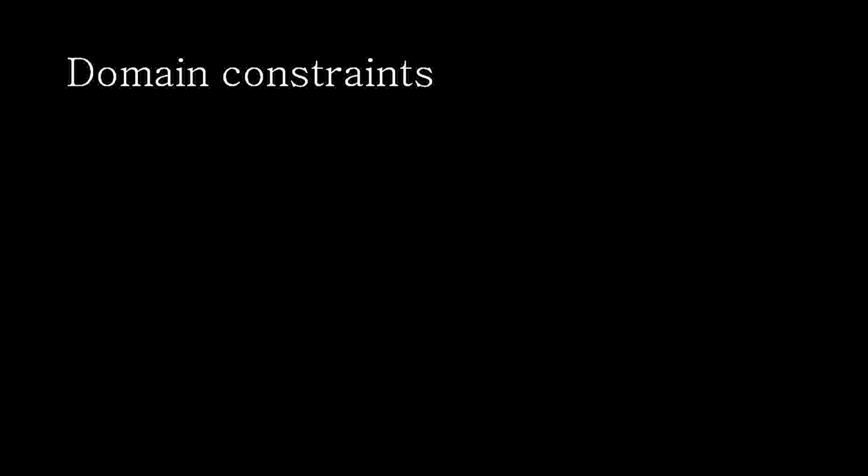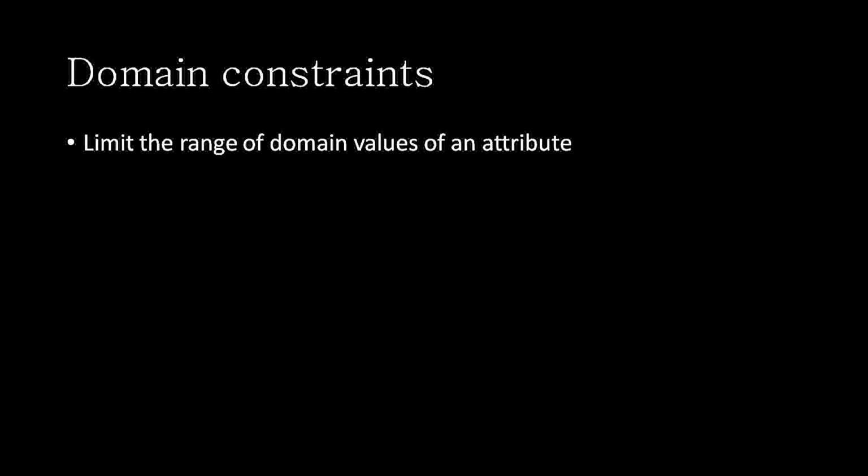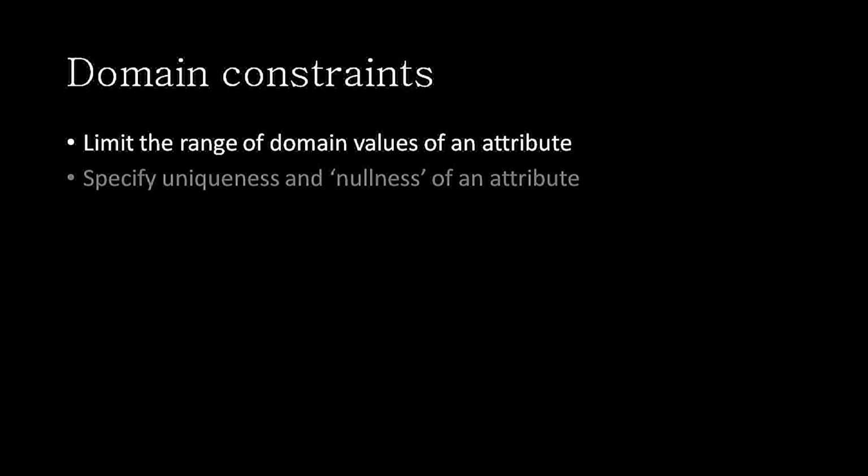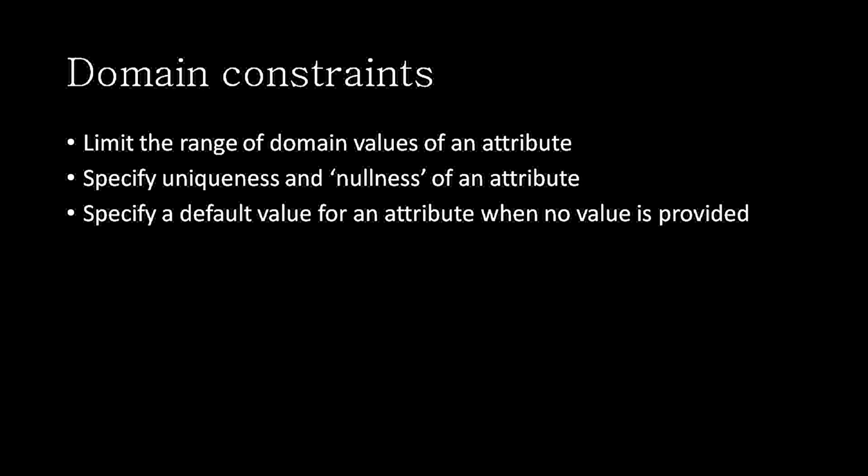Then we have domain constraints. The domain constraints limit the range of domain values of an attribute. They also specify uniqueness and the nullness of an attribute. And they also specify a default value for an attribute when no value is provided. Remember that when there are no values provided, it is actually called a null value.